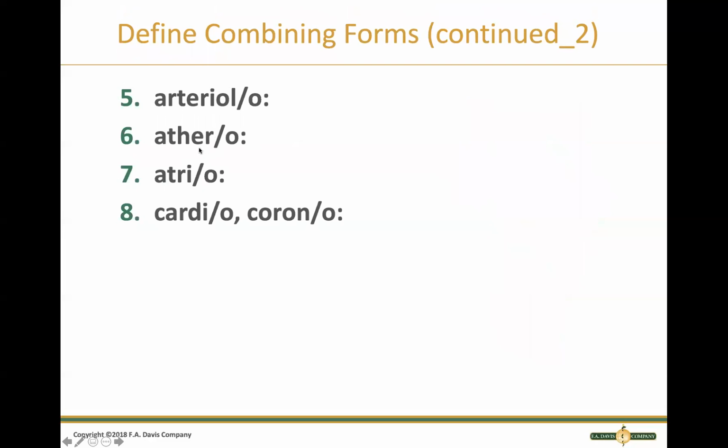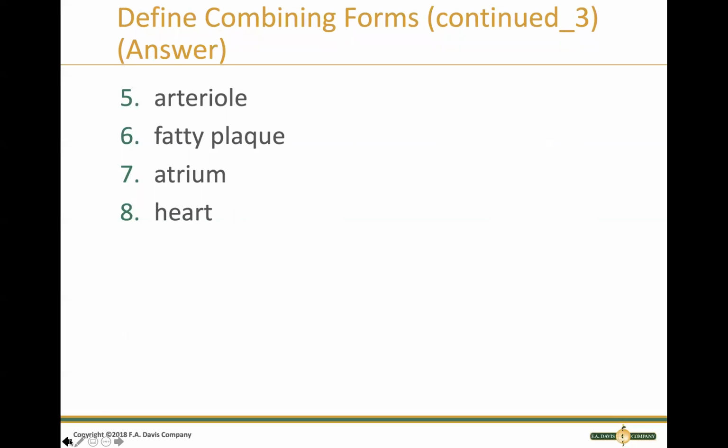Arteriole, right? Now, what's arteriole? Before, we had arterio, right? But if we add an -ole to it, arteriole means a small artery. So if we add a -ule to a vein, that makes it a small vein. Athero is a fatty plaque.